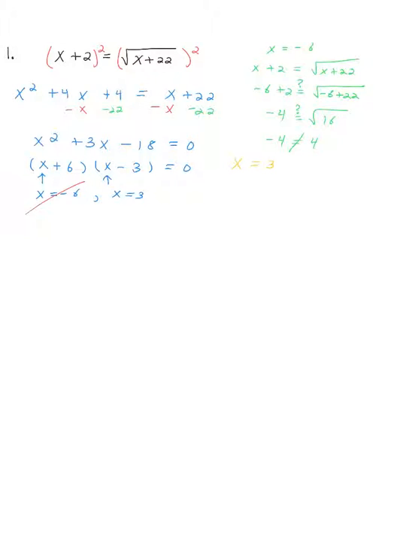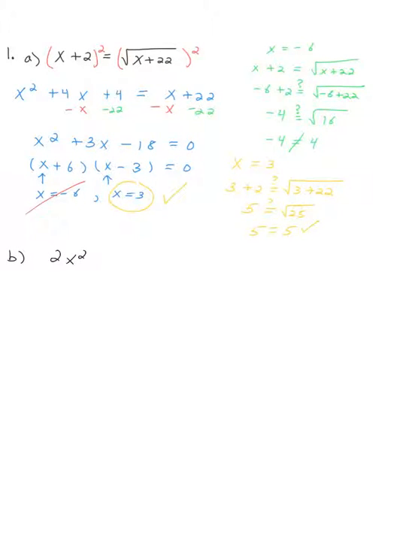But we also have to check 3. I think this one should be okay. If I put 3 into the left side and the right side, this looks good. Is this a true statement? Well, 5 on the left, is that equal to the square root of 25 on the right? And it is. 5 is equal to 5. That means x equals 3 is, in fact, the only solution to this equation. And I didn't write this down, but this was part A. Let's look at part B.